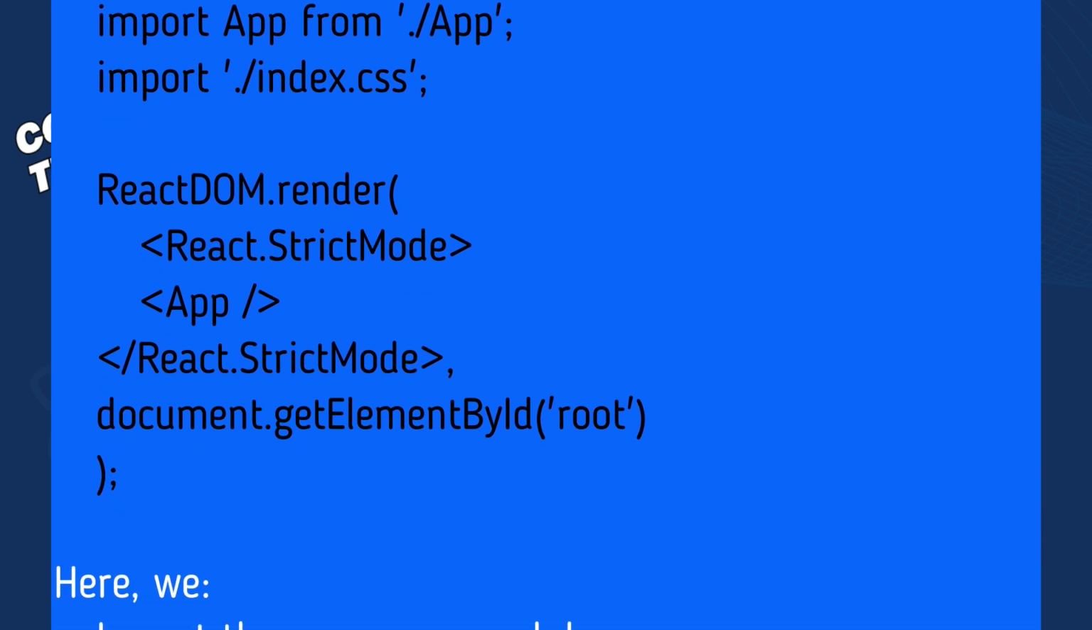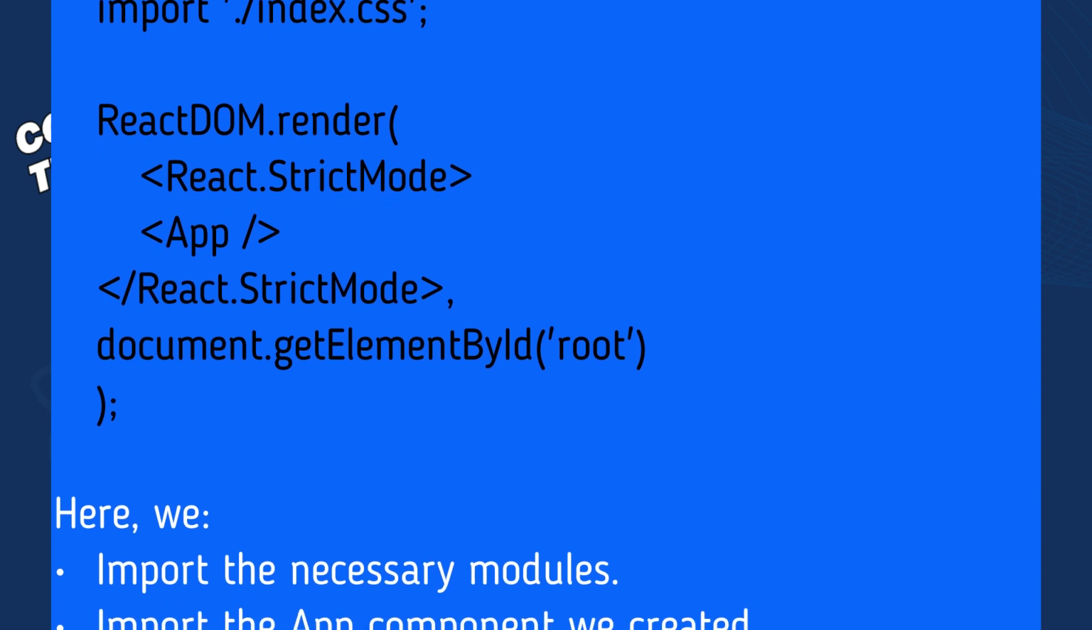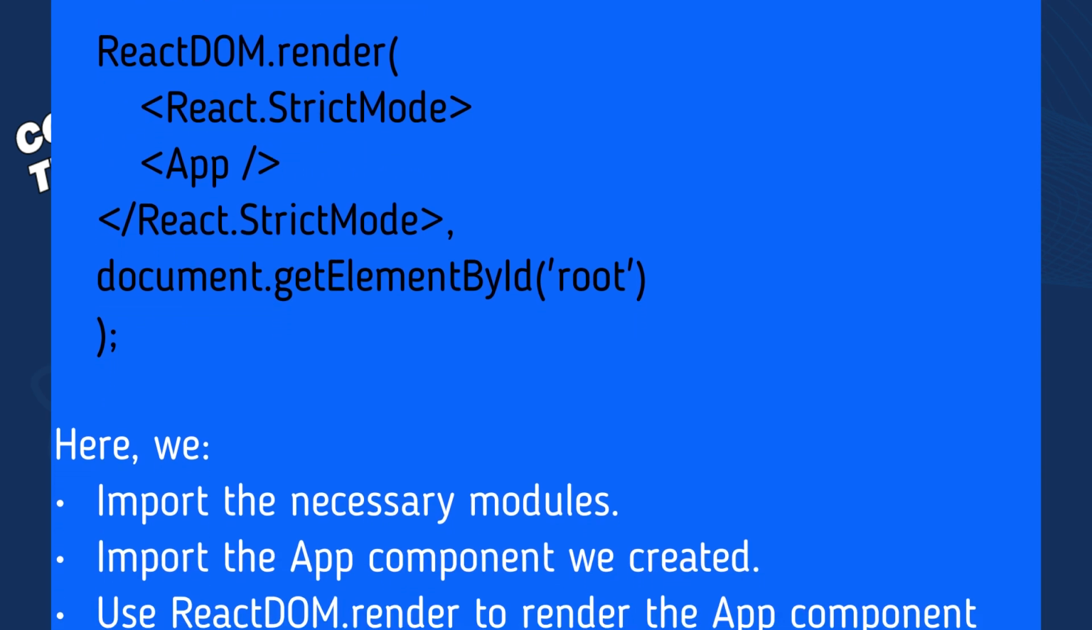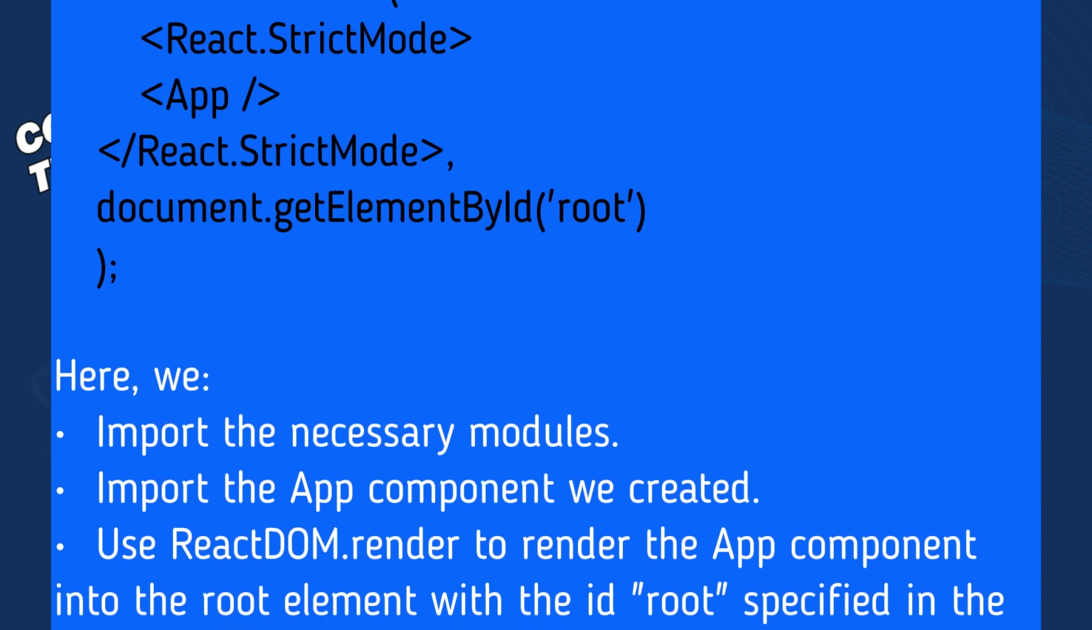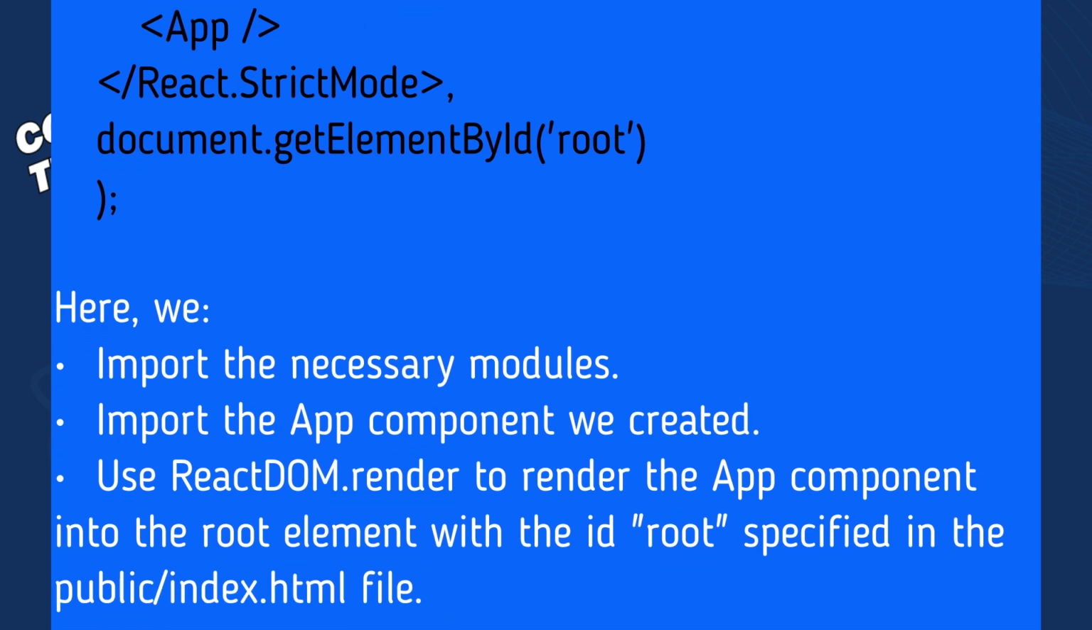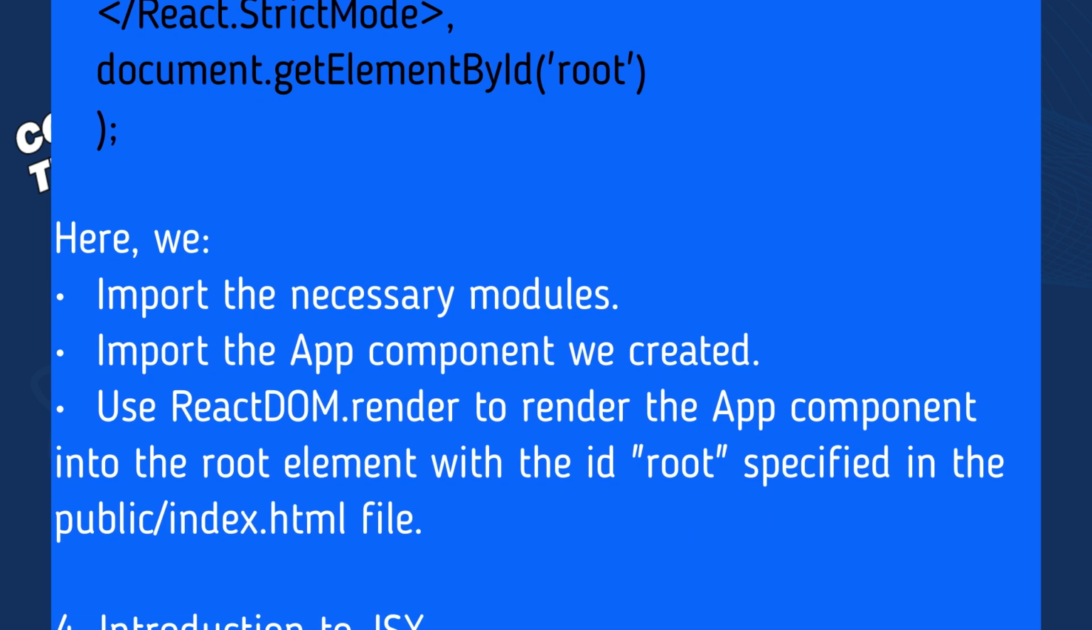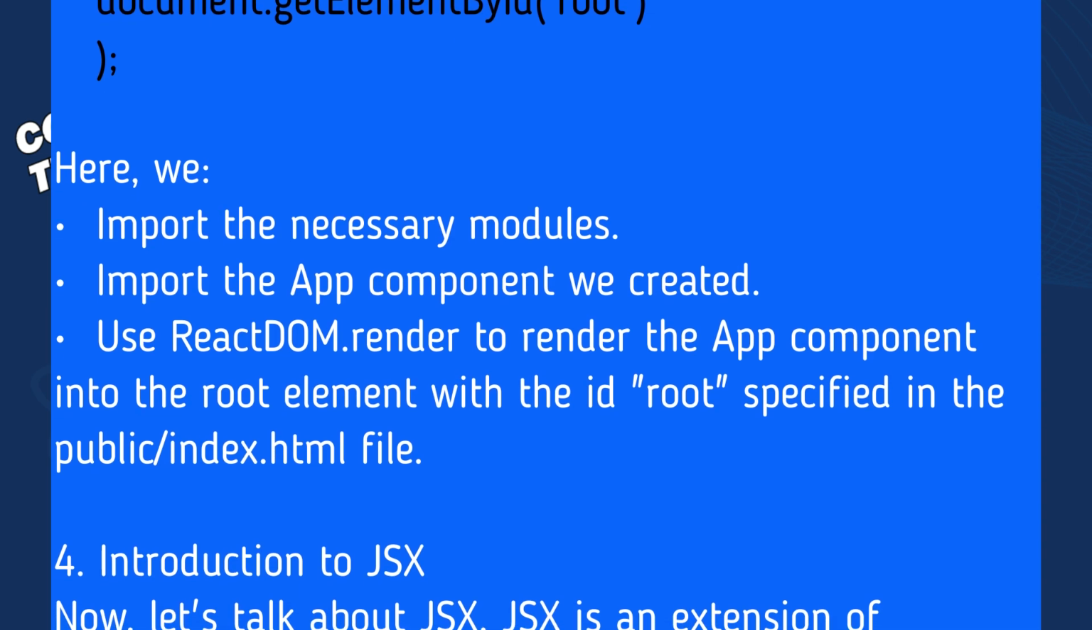Here, we import the necessary modules, import the App component we created, and use ReactDOM.render to render the App component into the root element with the id root specified in the public/index.html file.